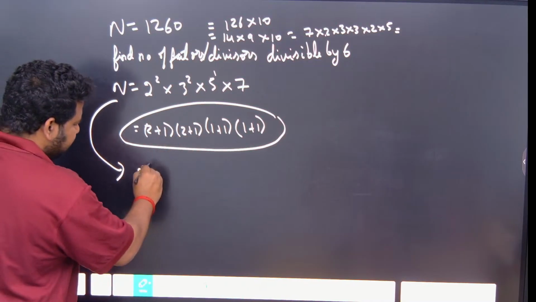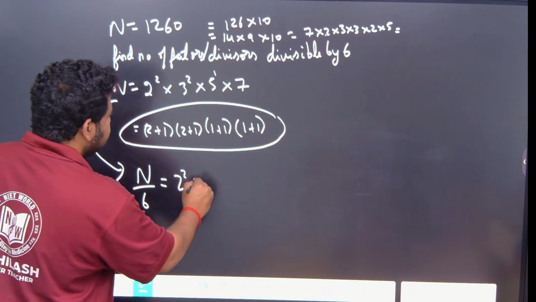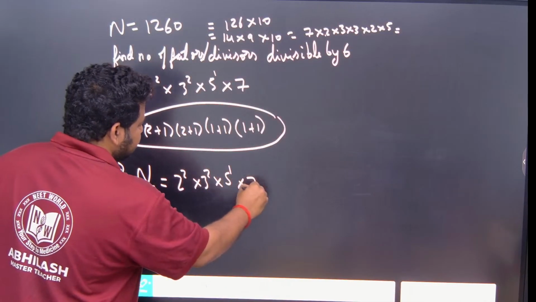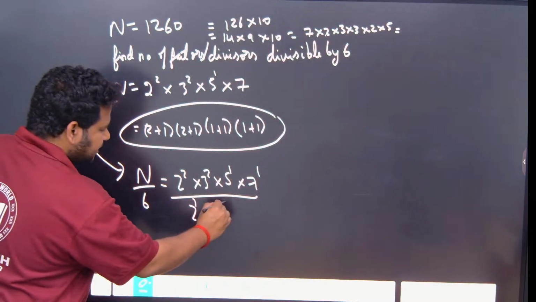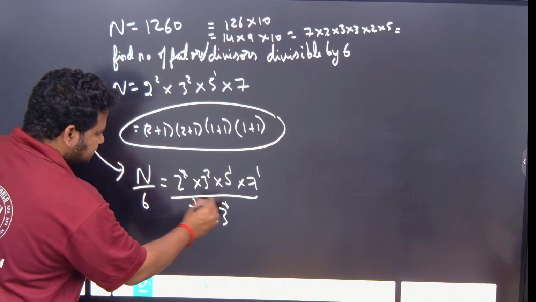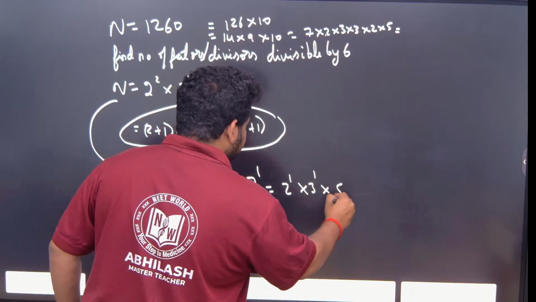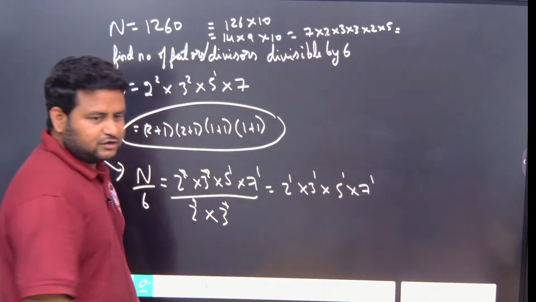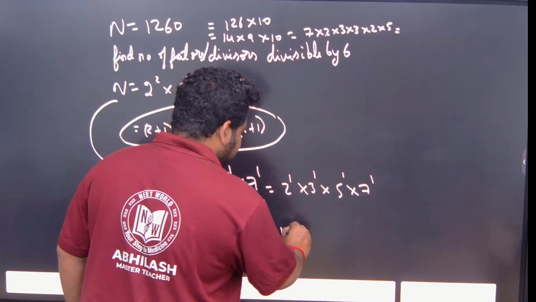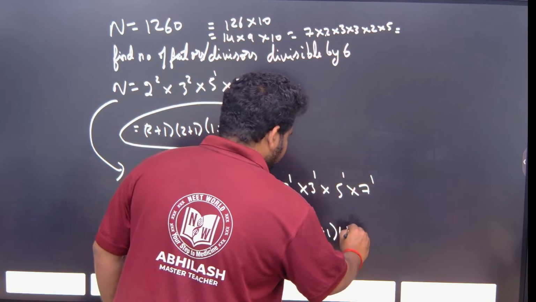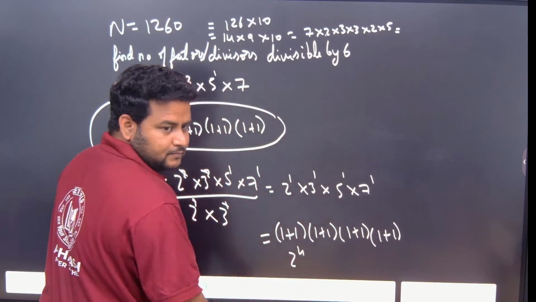Now what will I do? I will divide n by 6. That means the RHS also I should divide by 6, because divisible by 6 means 2 square into 3 square into 5 to the power of 1 into 7 to the power of 1 divided by 6, which I can write as 2 into 3, so 2 power 1, 3 power 1. This cancels, this cancels. So I am having 2 power 1 into 3 power 1 into 5 power 1 into 7 power 1. Now for the number of factors, alpha is 1 plus 1 into 1 plus 1 into 1 plus 1 into 1 plus 1, that is 2 power 4. Correct?